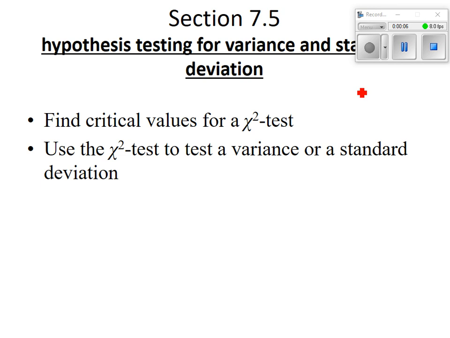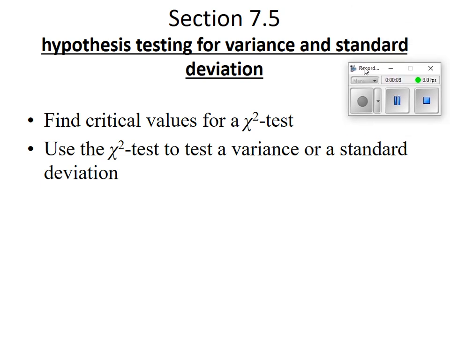All right, what we're going to cover today, last thing, same as last chapter: hypothesis testing for variance and standard deviation. Last chapter, variance and standard deviation was the last section of the chapter. Same idea here. So what we're going to be doing is finding critical values for... does anybody remember what that symbol is? Chi-squared. All right, so chi-squared test. So instead of doing your z-test like we've been doing, chi-squared.